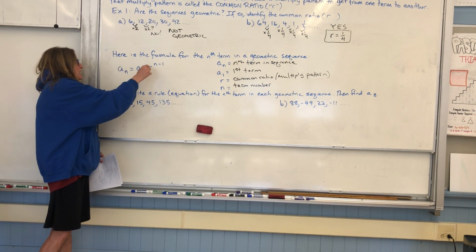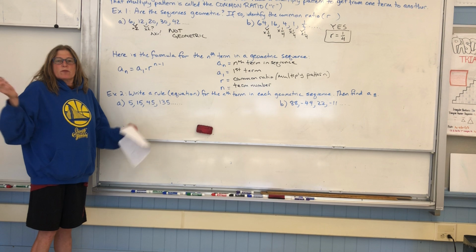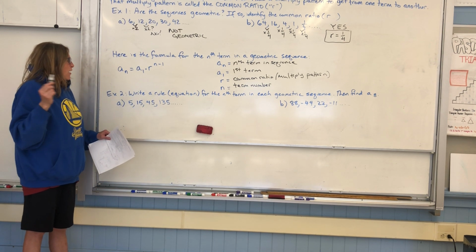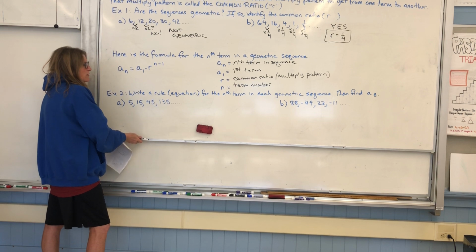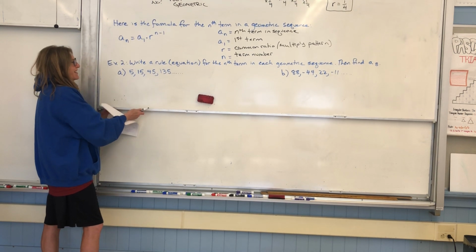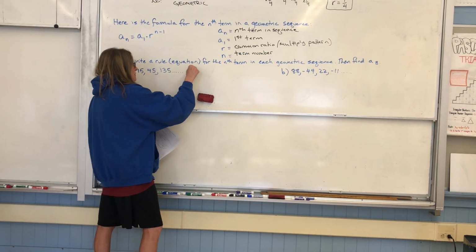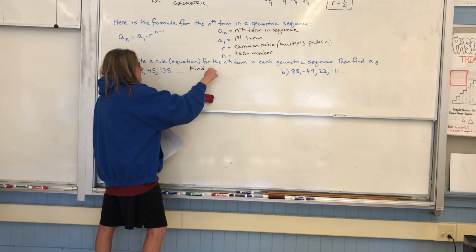Okay, so these are the parts that we need in order to write this formula A sub n. So we'll have A sub n, and n is going to be our variable that someone can plug in whatever term number they want. So what we need to find, guys, in order to write our formula, is A1 and R.